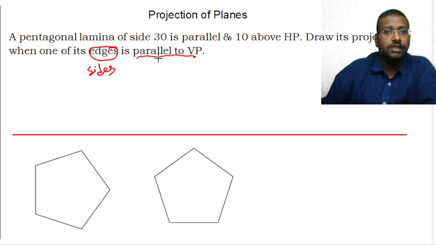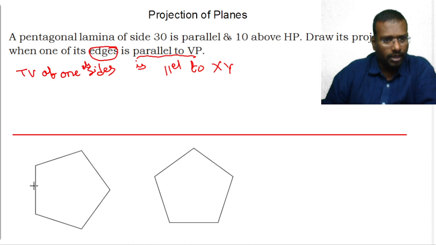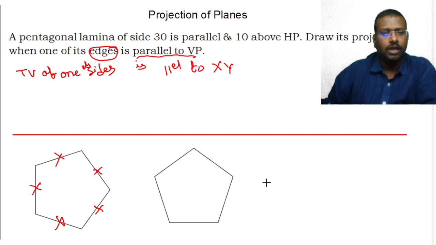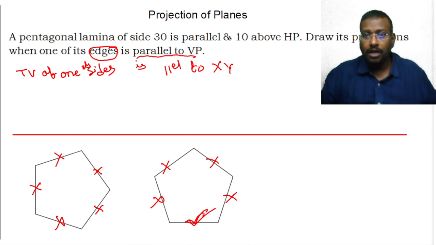One of its edges is parallel to VP means that in the top view, one of its sides is parallel to the XY line. In the top view, we check whether any edge is parallel or not. Here, is it parallel? No, sir. Is it parallel? No. So all these are wrong. It is not parallel. It is not parallel. It is parallel, this is right. One of its sides should be parallel to VP. Therefore, the second diagram is correct.